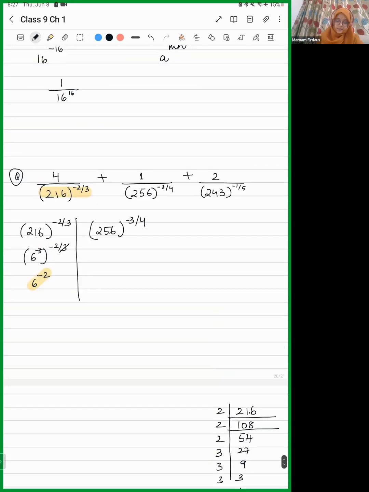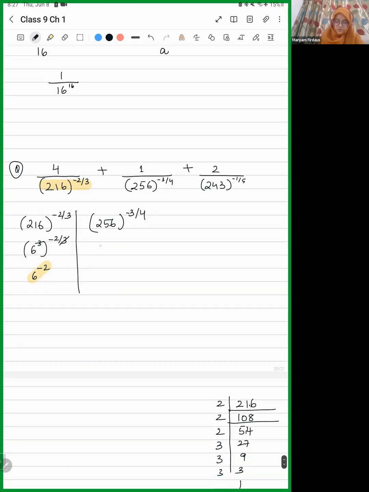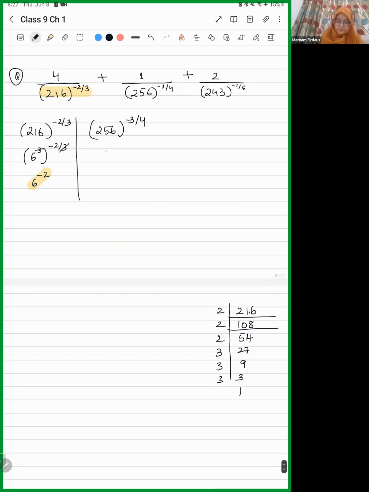256. We just now saw 256. It is 16 square. So please keep writing simultaneously. 16 square. Now 16 can be written as 4 square, right? So we can write this as 4 square whole square. Now whole to the power minus 3 by 4. What am I doing over here? See, this is what we have done. So 4 square whole square means 4 to the power 4, to the power minus 3 by 4.